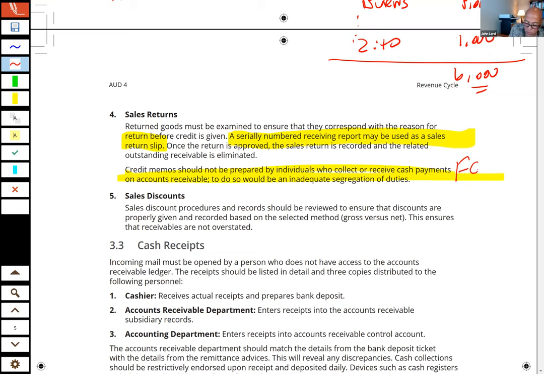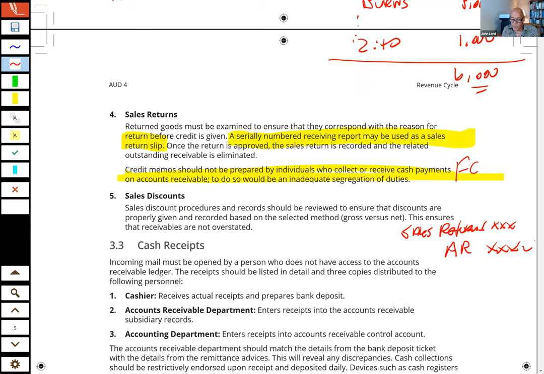Now, the reason they call it a credit memo is what happens. If I have an account receivable and a person wants to return the goods, I'm going to credit the account receivable, and I'm going to debit sales returns. So they're calling it a credit memo because there's the credit. We're crediting the person's account, saying that they don't owe us anymore. So that's why they call it a credit memo.